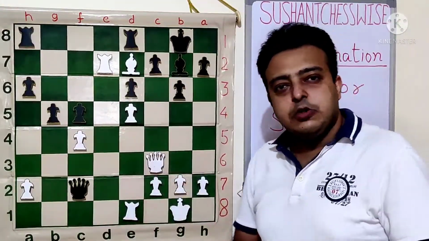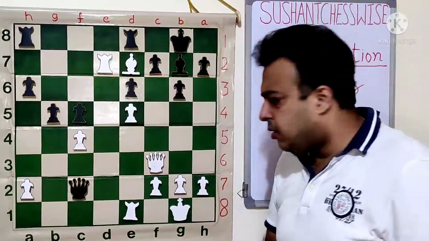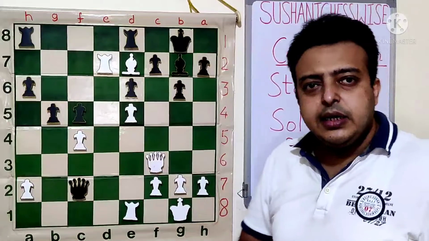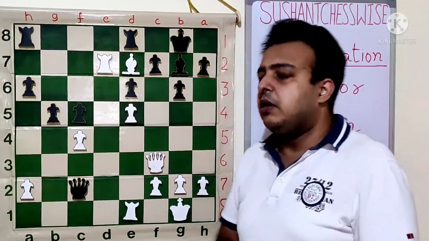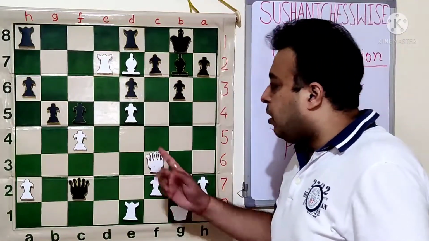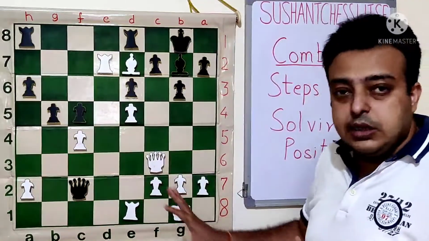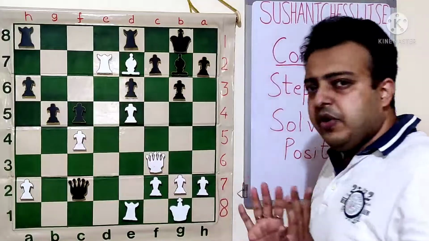Here we have the next position, which is white to play. In the same way we will try to follow the steps and try to identify which theme is most applicable over here. So first we will start by seeing the attacks and supports. Our white pieces are centrally placed. Back rank weakness is there.